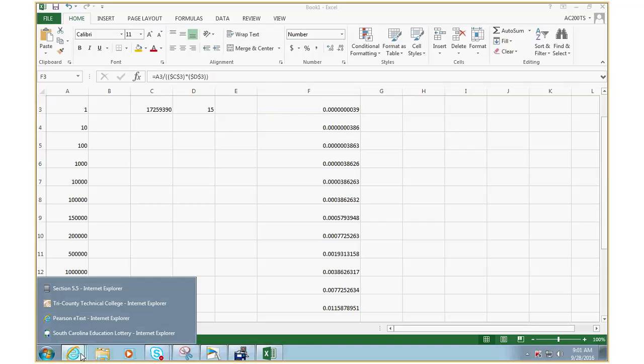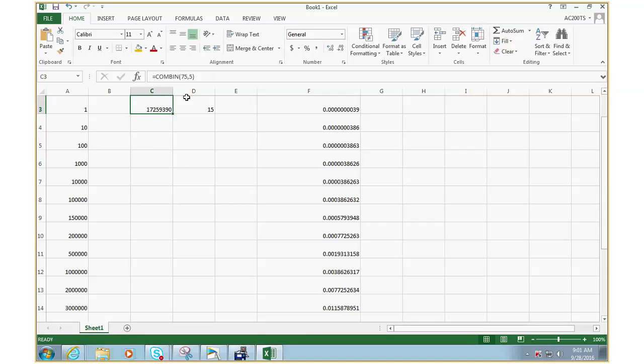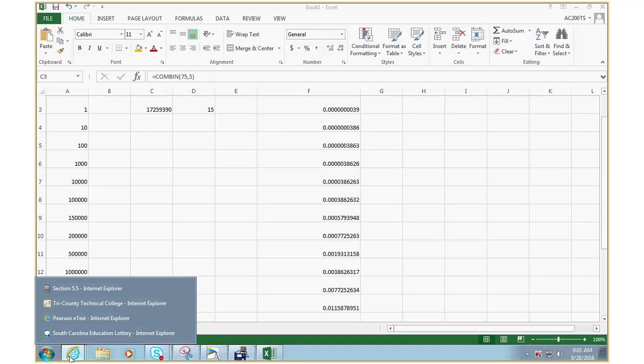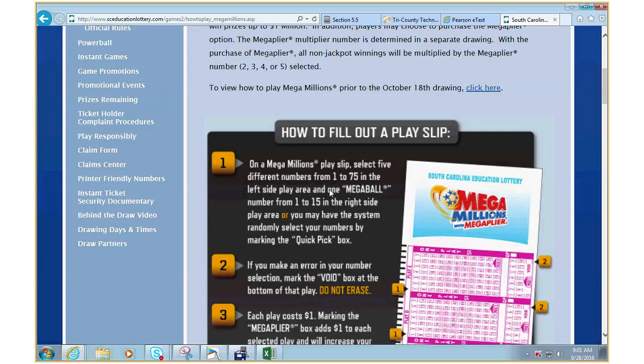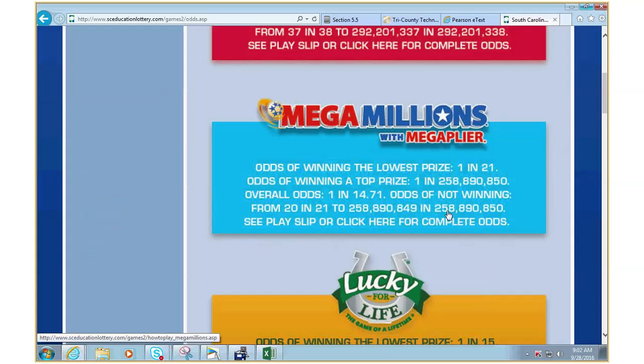Let's go back there. Hold on. All right. What did I put? Didn't I put 75? Yeah. Let's go back and look, make sure. Okay, 1 to 75 and 1 to 15. 5 balls, 1 to 75, 1 ball, 1 to 15. Now let's see what theirs is. Their odds are 258,890,850. That should be what y'all got.